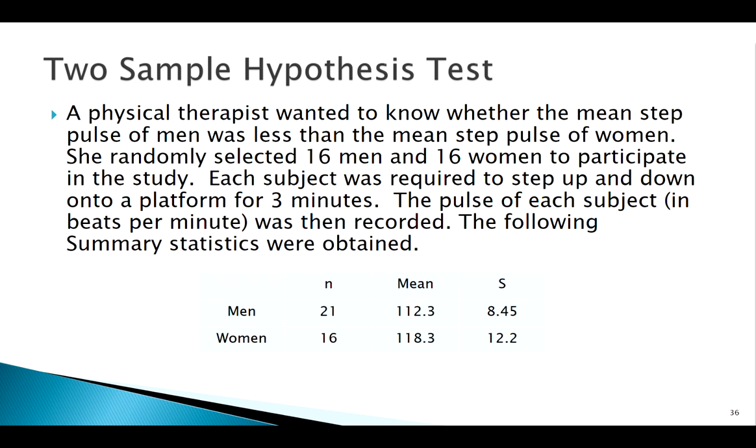First of all, two samples. I've got to think, is there any way I could match these up? Could I treat them as matched pairs? Well, first of all, we see our sample sizes are different. We don't really have information that would link one man to one woman here. So I don't think there's any way we can match them up. They're going to be independent.